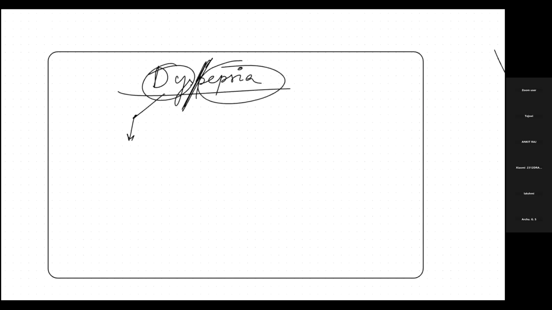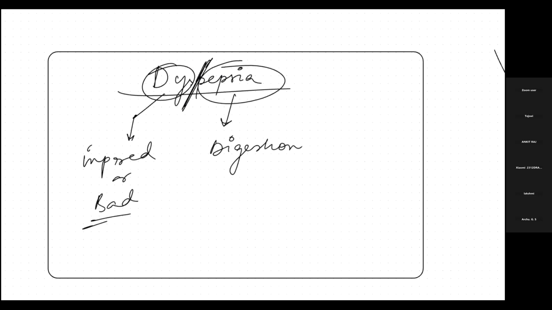So what is dyspepsia? The term dyspepsia is made up of two words. One is dys, and another is pepsia. Dys means anything which is impaired or bad. It's not working properly. And pepsia means digestion. So ultimately, this word means there is bad digestion, or the digestion has been impaired.